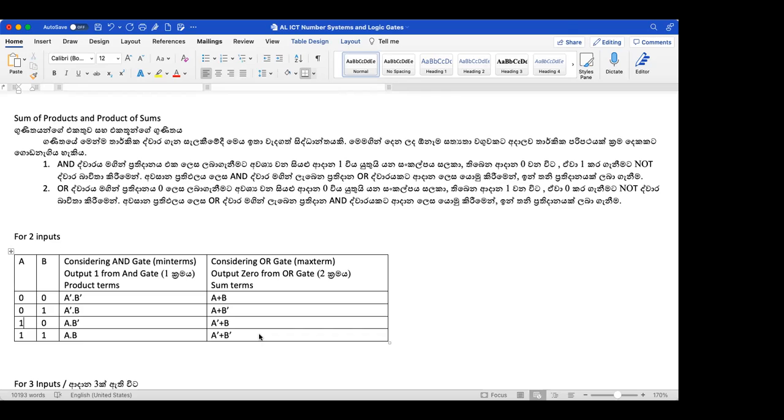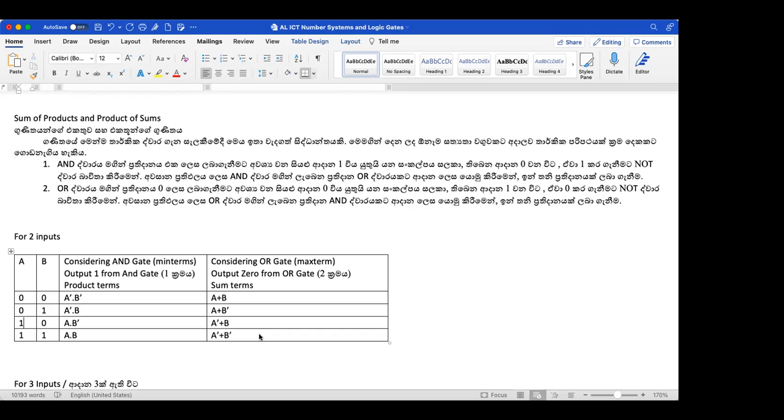All inputs are 0: A is 0, B is 0. So A or B is 0, surely. But in the second one you can see A is 0, but B is 1. To make it 0, they are using B not. So A or B not is 0.